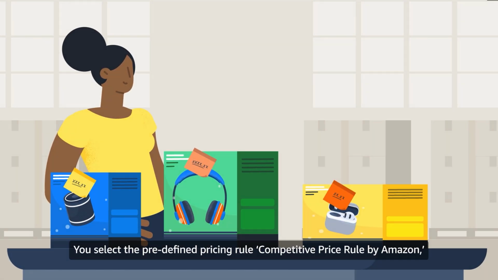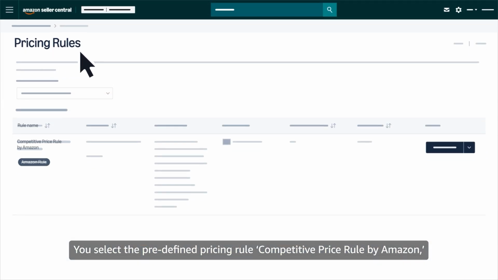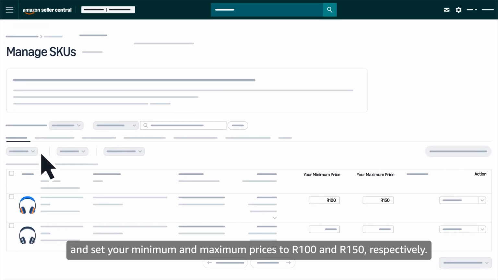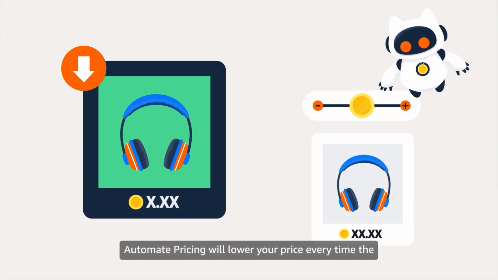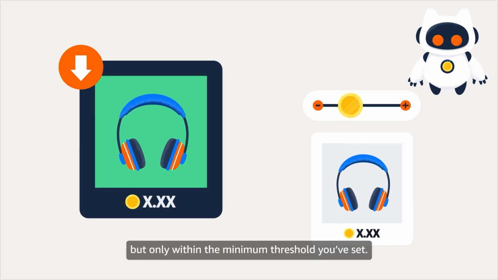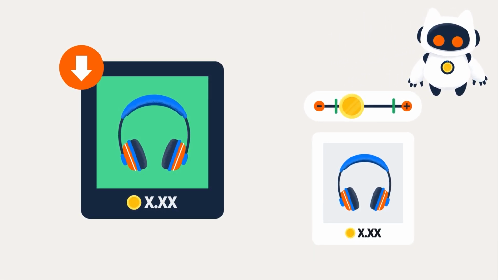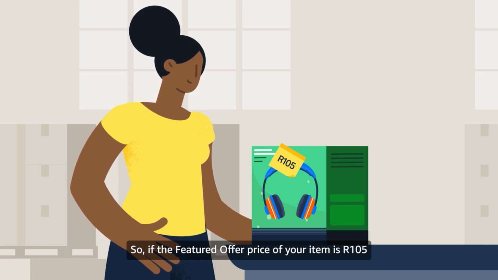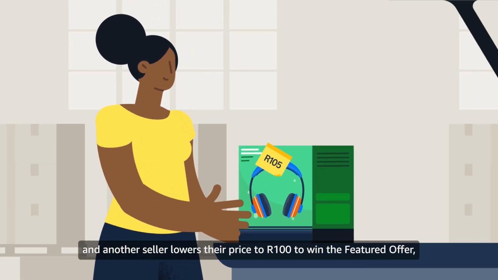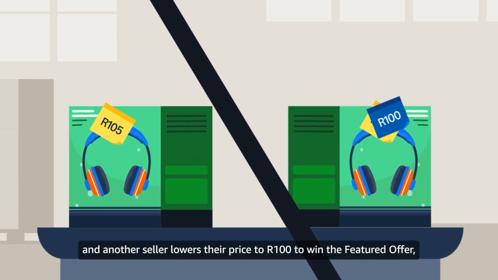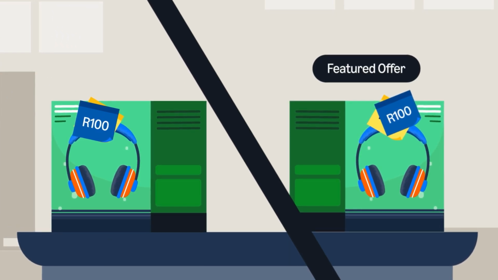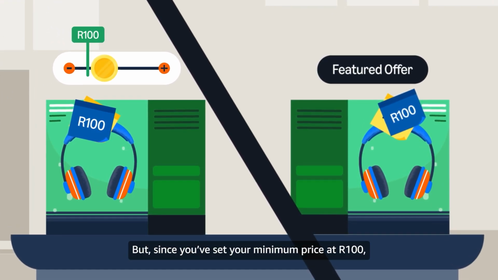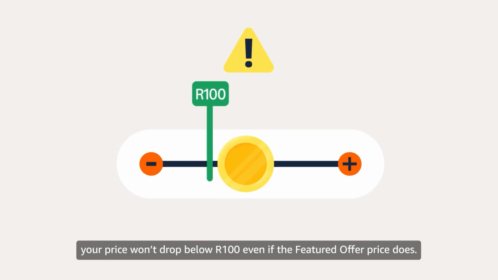Here's an example. You select the predefined pricing rule, Competitive Price Rule by Amazon, and set your minimum and maximum prices to 100 Rand and 150 Rand respectively. Automate Pricing will lower your price every time the featured offer price decreases, but only within the minimum threshold you've set. So if the featured offer price of your item is 105 Rand and another seller lowers their price to 100 Rand to win the featured offer, Automate Pricing will lower your price to 100 Rand to match it. But since you've set your minimum price at 100 Rand, your price won't drop below 100 Rand, even if the featured offer price does.